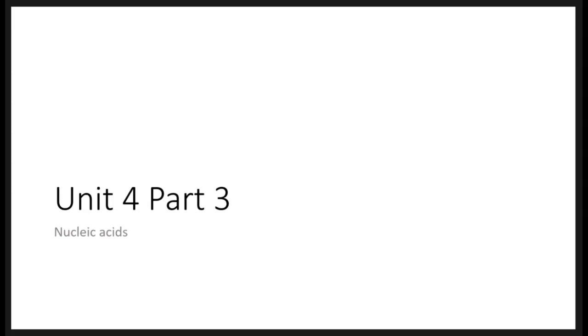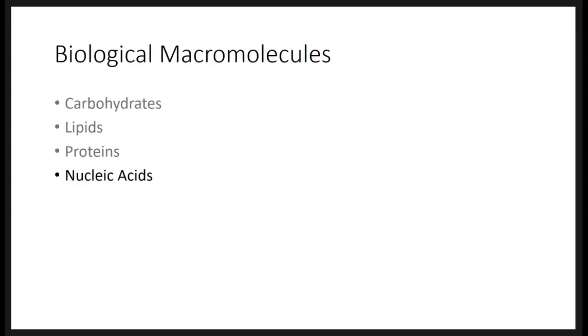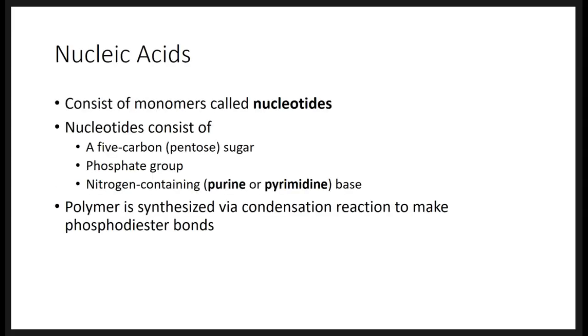So in part 3 of this lecture, we'll talk about nucleic acids. Nucleic acids are polymers that consist of monomers called nucleotides. And the nucleotides themselves have a recognizable structure composed of 3 parts. They have a 5-carbon or pentose sugar. They have a phosphate group. And they have a nitrogen-containing base that is either a purine or a pyrimidine.